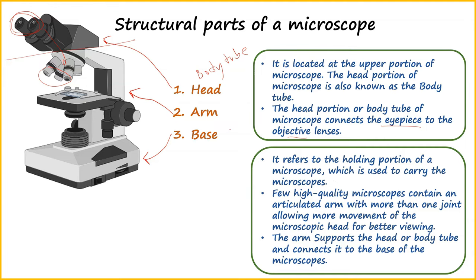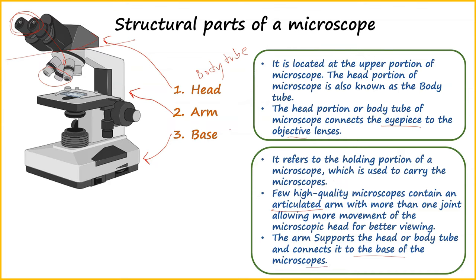Few high quality microscopes contain an articulated arm with more than one joint, allowing more movement of the microscope head for better viewing. Some microscopes contain an articulated arm with more than one joint that allows the movement of this head portion and allows us to see the object in better quality. The arm supports the head and the body tube and connects it to the base of the microscope.